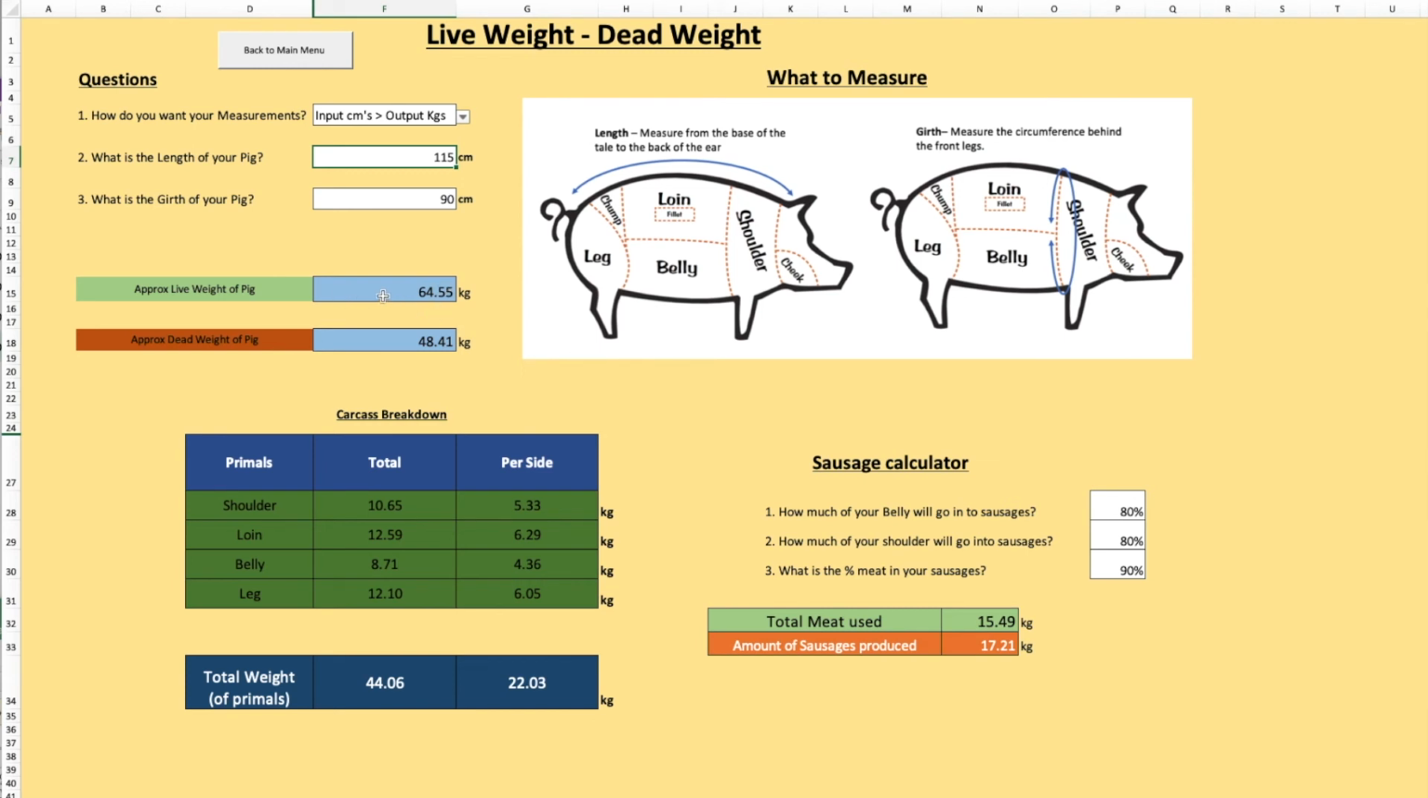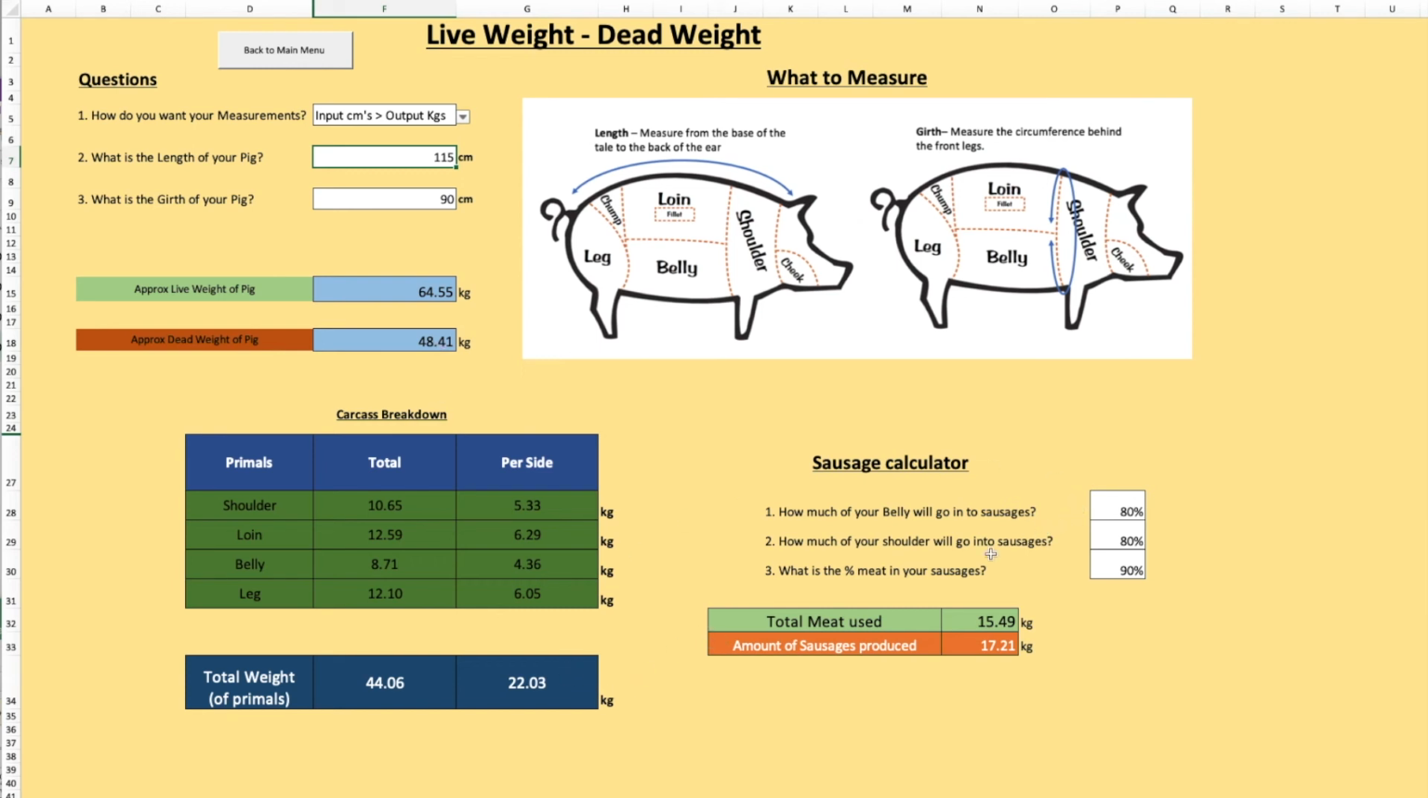And then based on that, it gives you potential dead weight. So after they've taken out the pluck and the stuff that's discarded, it potentially gives you a weight based on a percentage reduction of 48 kilos worth of usable pork.